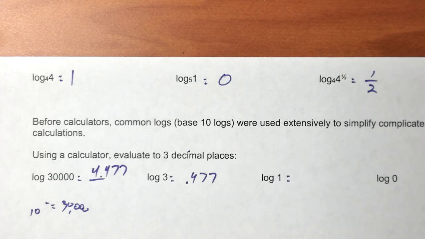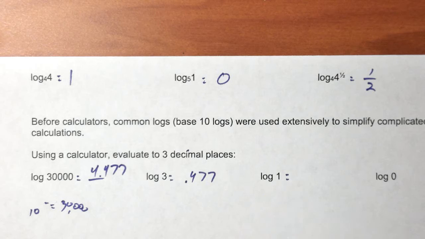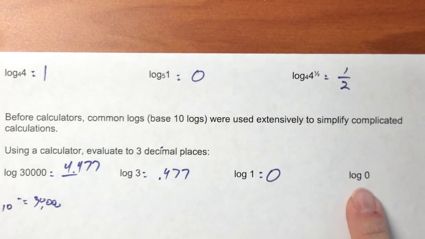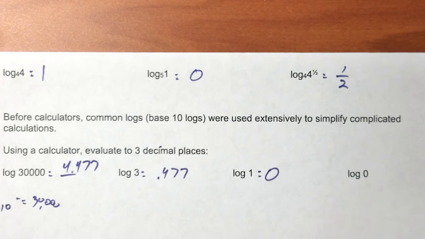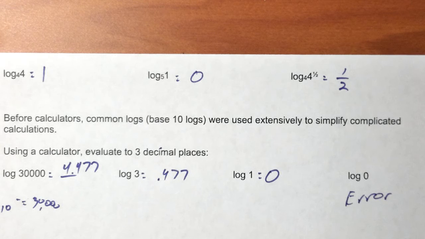Ooh, here's one we recognize. Remember, what happens when that argument is 1? We know the whole thing is 0. Ooh, what happens when the argument is 0? Does that work out? No. That's an error because the argument must be positive. So that's how you get that error message if you typed it in.